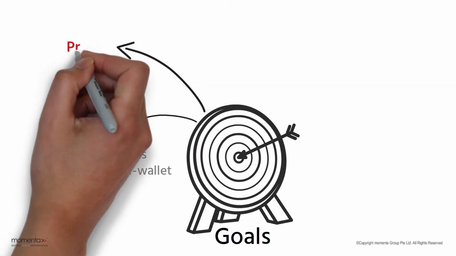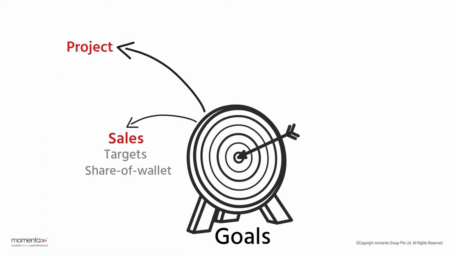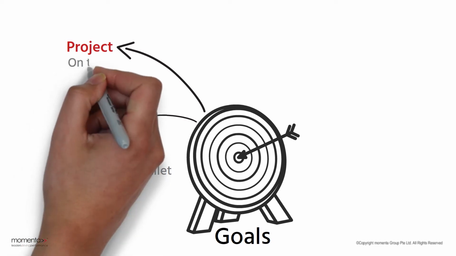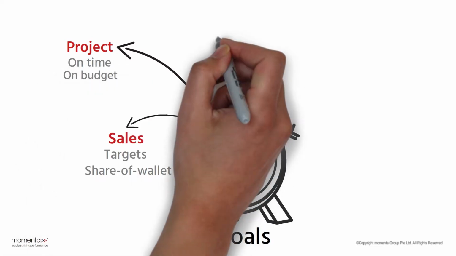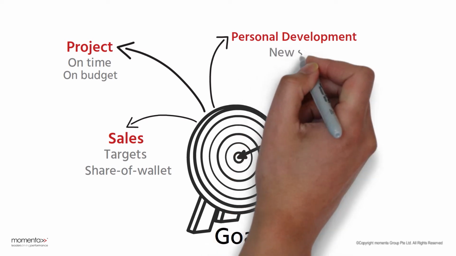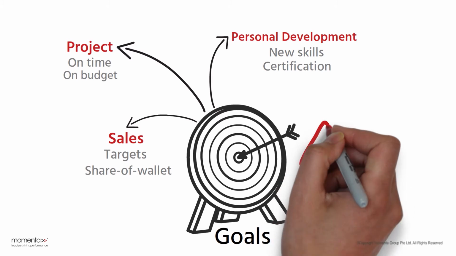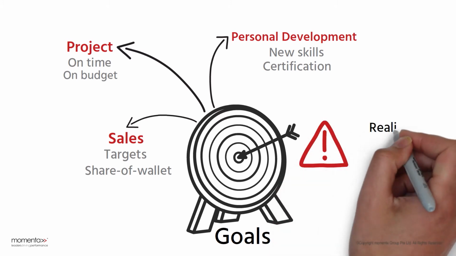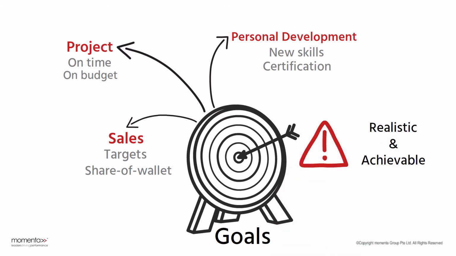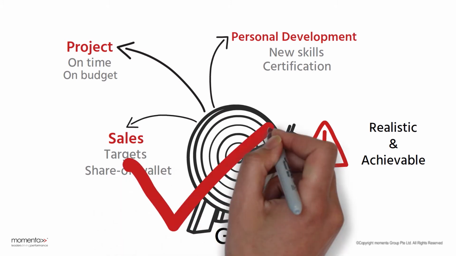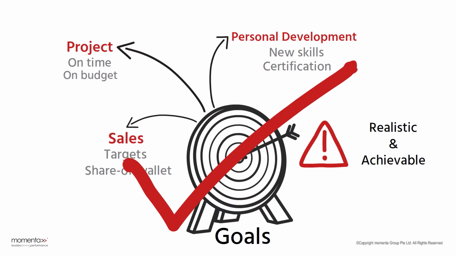If the coaching session is regarding a specific project, the goals may be focused around the project deliverables, which may include the completion of the project on time and on budget. Personal development goals may include learning a new skill set or getting a professional certification. It is important to make sure that the coachee has realistic and achievable goals. A great coach may also give additional motivation by asking, how would you feel if you were able to achieve these agreed upon goals?